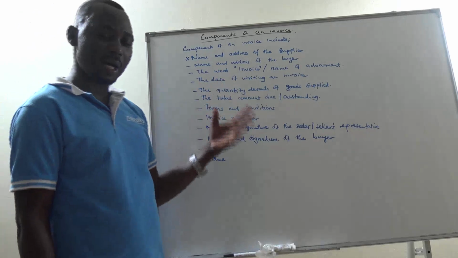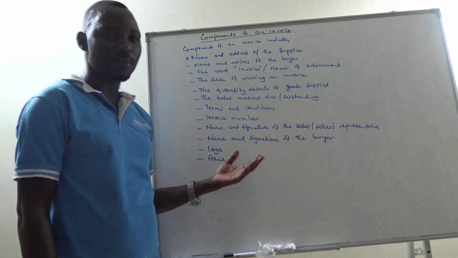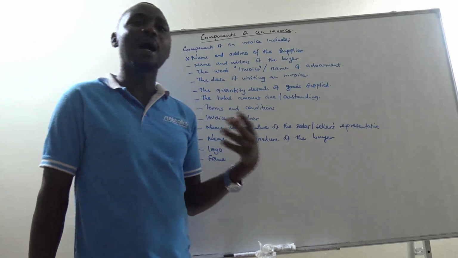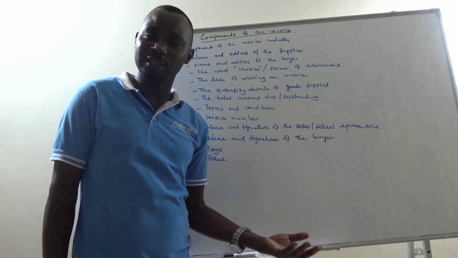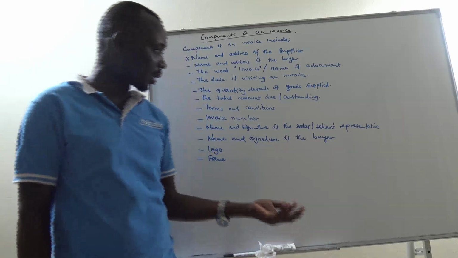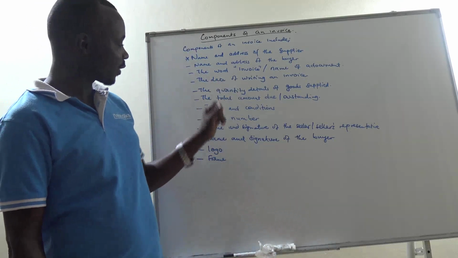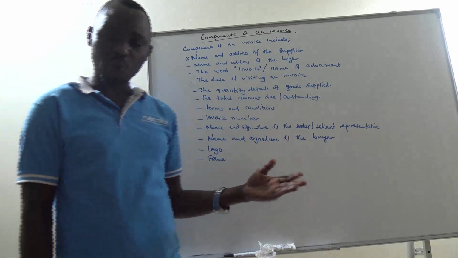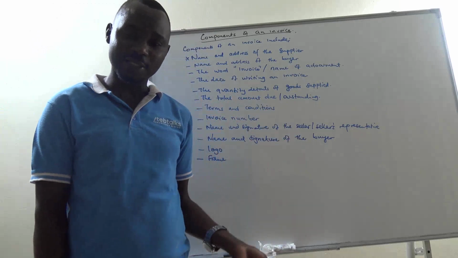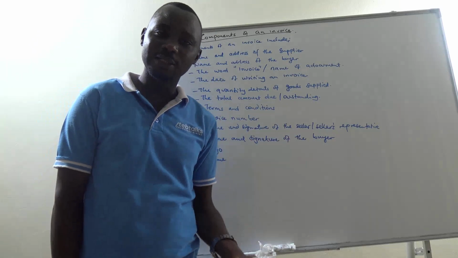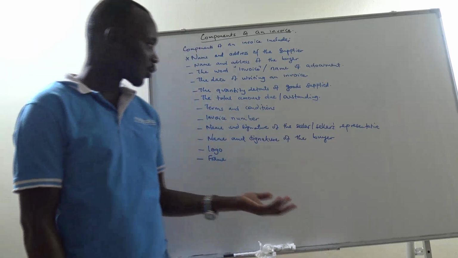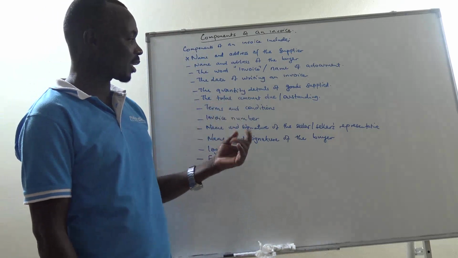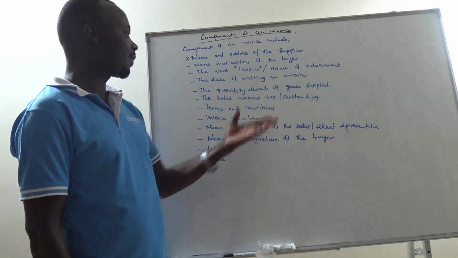The date, when are we writing this document? In other words, when have we sent this document? Is it today or did we send it yesterday? So the date must be put there. Then the quantity details of goods supplied on credit. What are those goods that you supplied that are making you demand your customer? You have to tell us the quantity, the details of the goods, and even the cost.